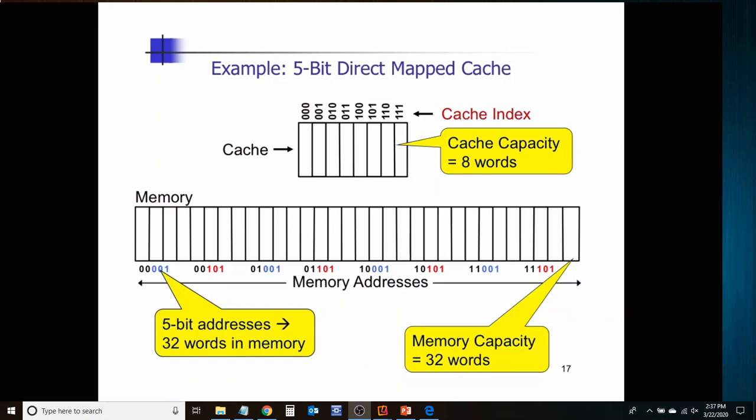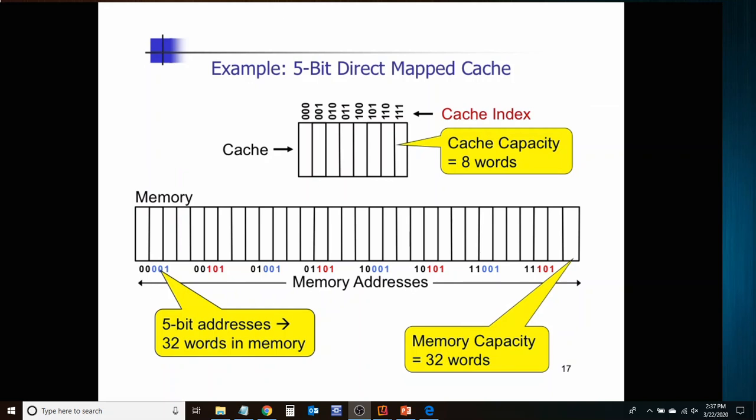Here is an example of how a 5-bit direct mapped cache would look. Now we have the two levels. The upper level over here is the cache, in which we have 8 words. The capacity is 8 words. And in this example we have a memory which is much larger than the cache. In this case we have a 5-bit cache, so 5-bit memory addresses are being used. That corresponds to 2 raised to 5, which is 32 words in the memory. So 32 words in the memory, and there are 8 words that can possibly occupy the cache.